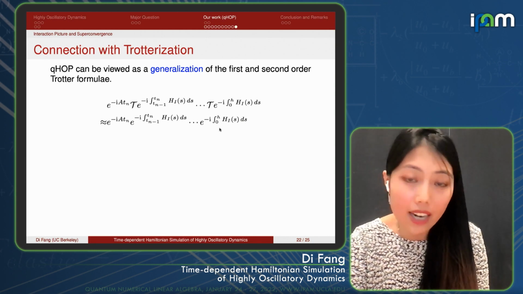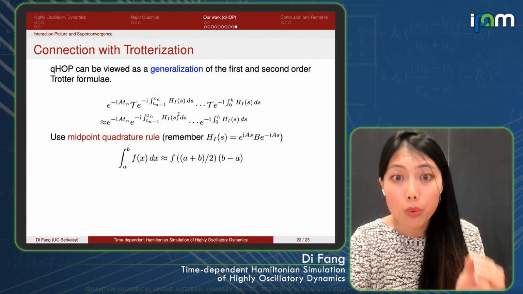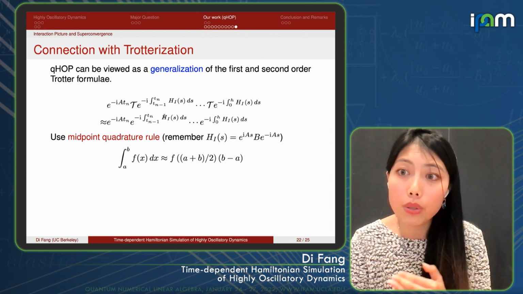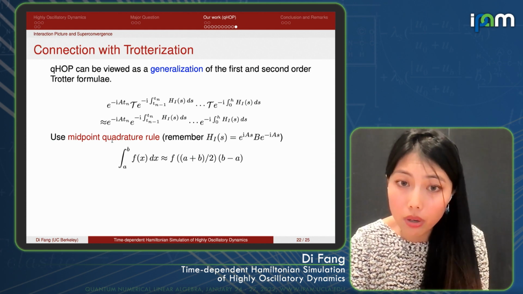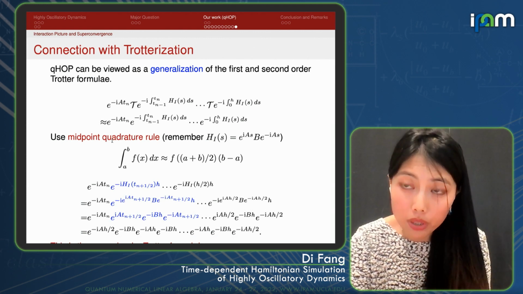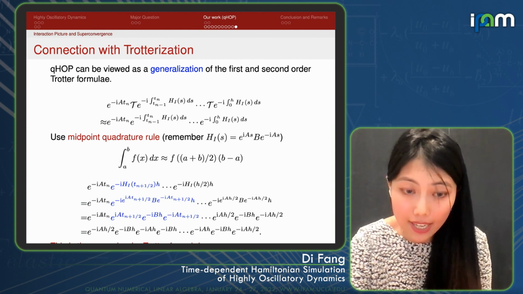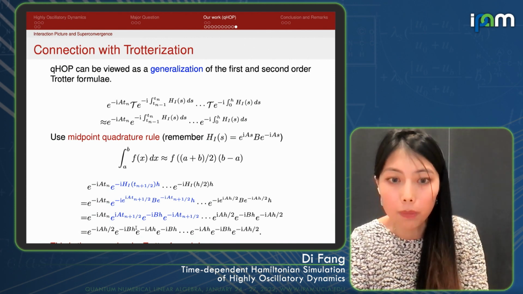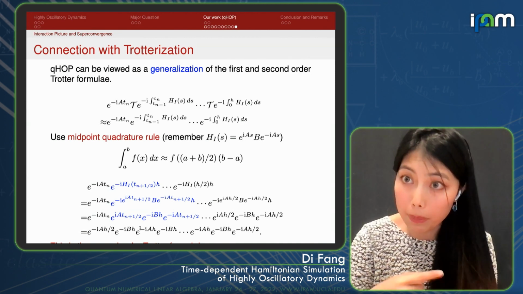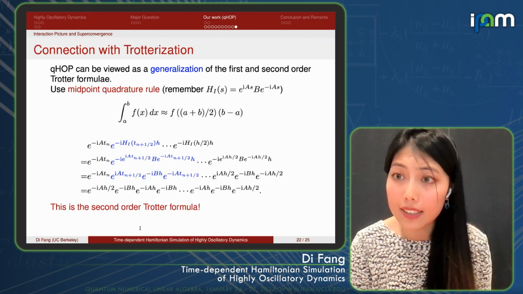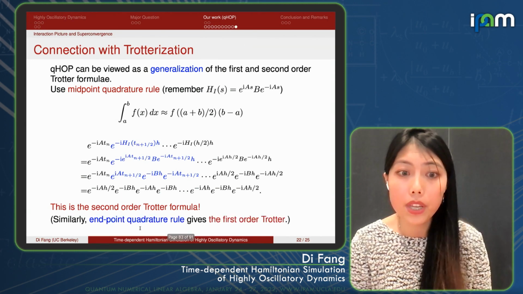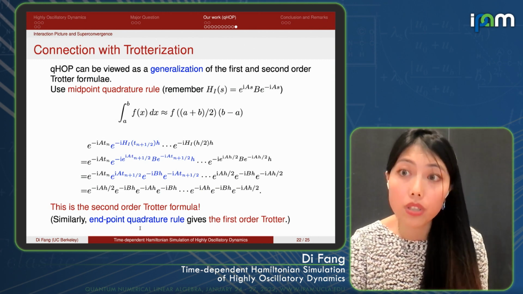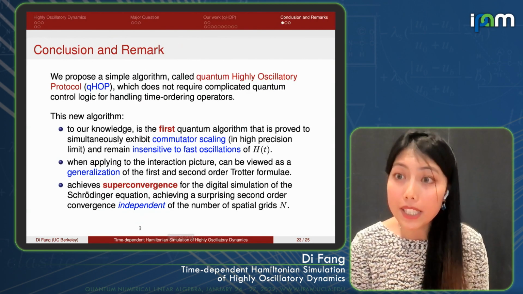So if we look at the interaction picture, I'm not going to work out the details. Remember, our algorithm is using this Riemann sum as the quadrature. However, you can use other types of quadrature, such as the midpoint quadrature rule. If you work out this linear algebra very carefully, you will see large cancellation. In the end, what you get is half application of A, full application of B, half application of A, and you repeat this. What is this? This is exactly a second order Trotter formula. Similarly, if we use the endpoint quadrature rule, working out the algebra, we get a first order Trotter formula.